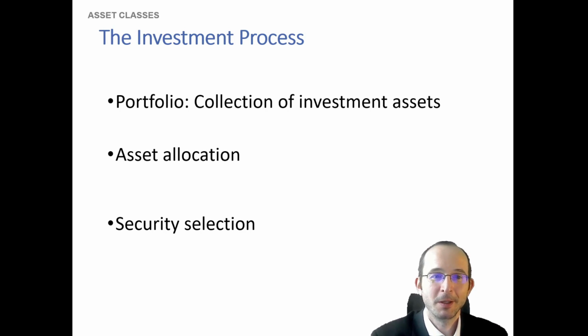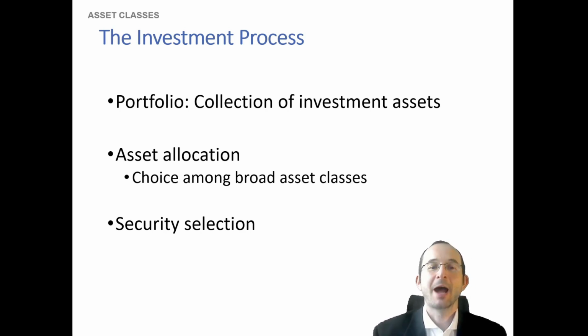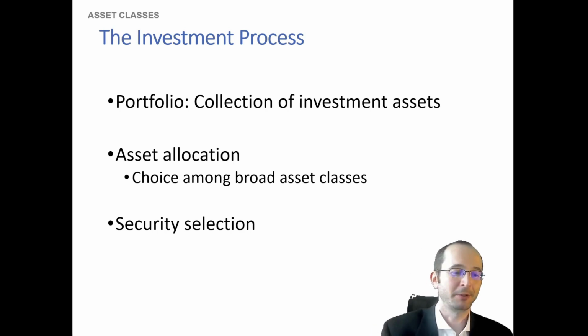How did you actually create this portfolio? Well, it usually comes in two parts. There's first an asset allocation decision. In other words, how do you split up your capital between asset classes? How much do you put in debt? How much do you put in equity? How much do you put in derivatives?